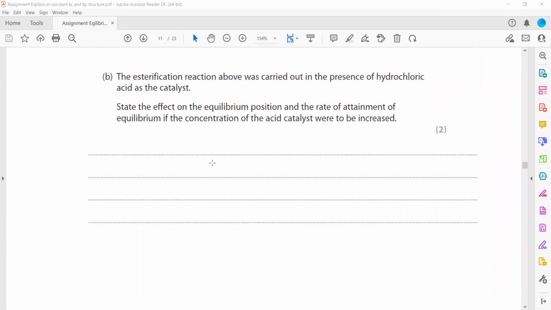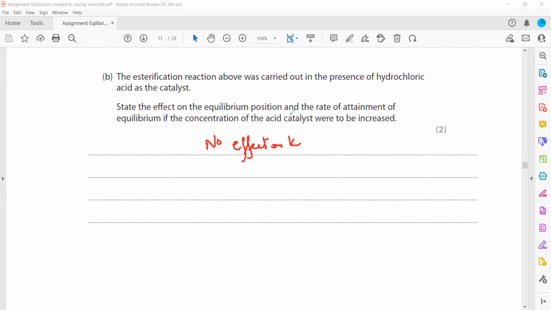The esterification reaction above can be carried out in the presence of hydrochloric acid as a catalyst. State the effect on equilibrium position and the rate of attainment of equilibrium if the concentration of acid catalyst were to be increased. Look, Kc or Kp is only affected by temperature. Even if I add acid, reactant or product, the value of Kc does not change. So there will be no effect on the value of Kc or Kp.